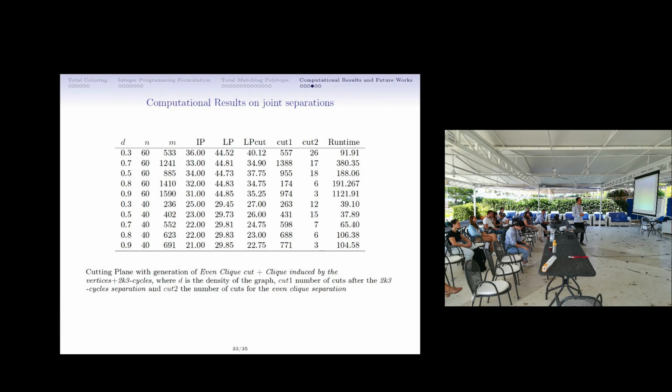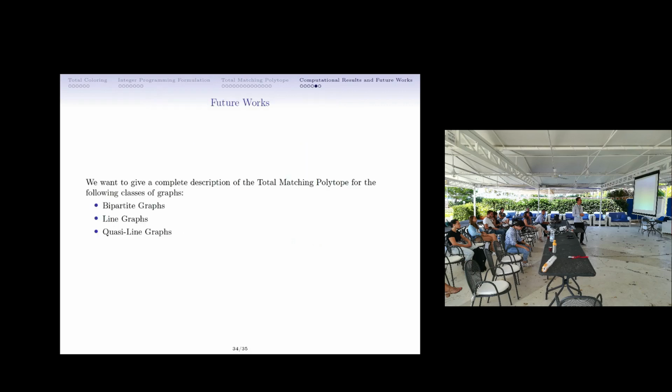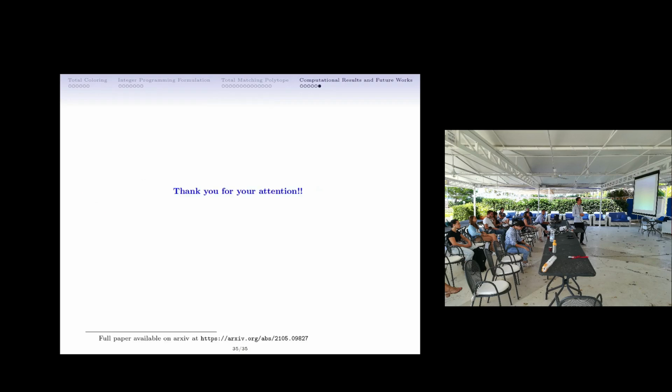As the density grows in this table here, we can see that the even clique performs very well for the density much. And so for this final part, we want to give a complete linear description of the total matching polytope for well-known classes of graphs: bipartite graphs, line graphs, and then quasi-line graphs. Thank you very much for your attention.